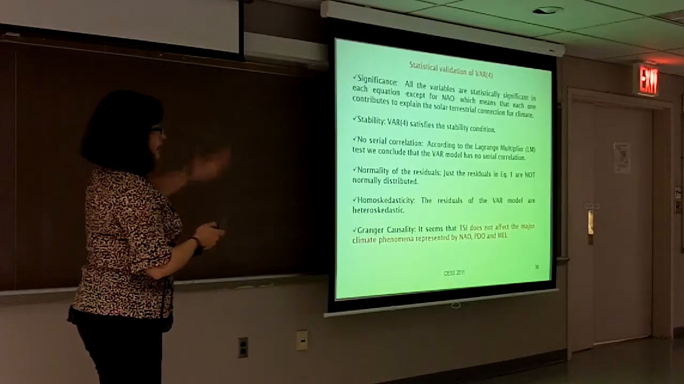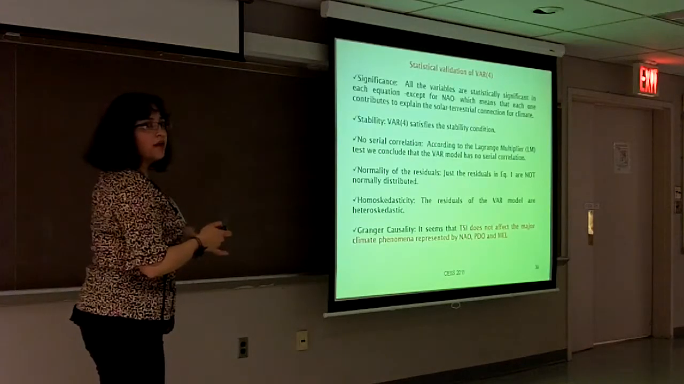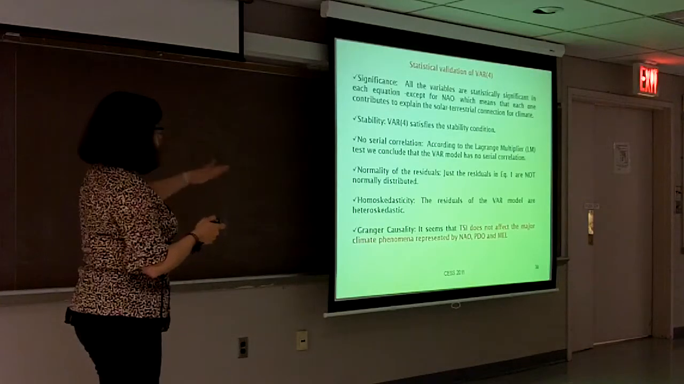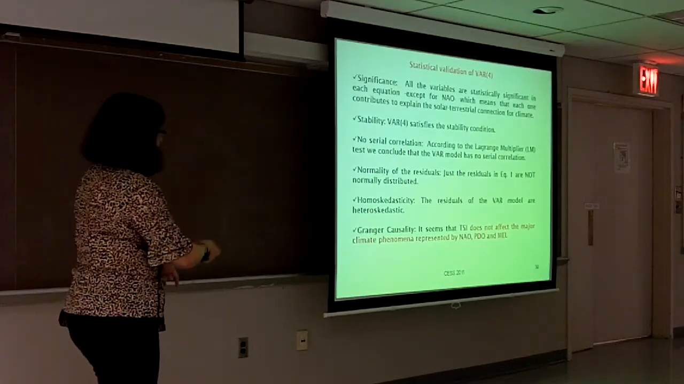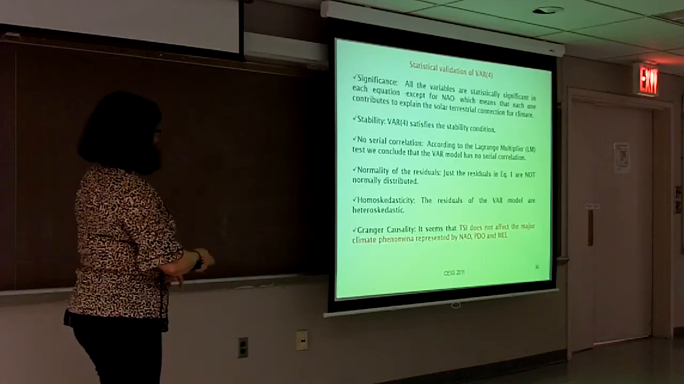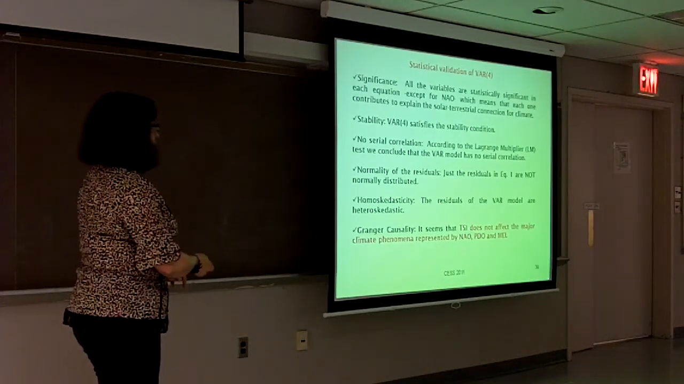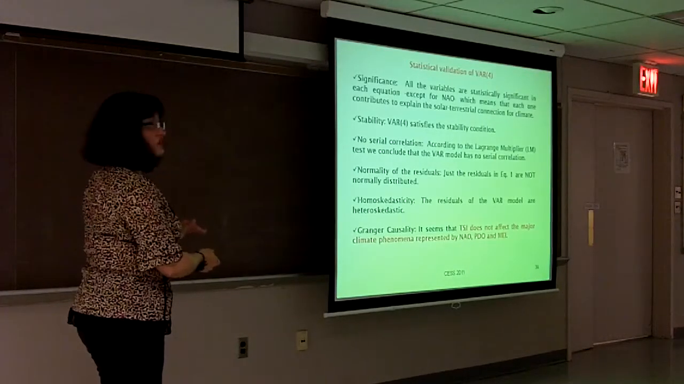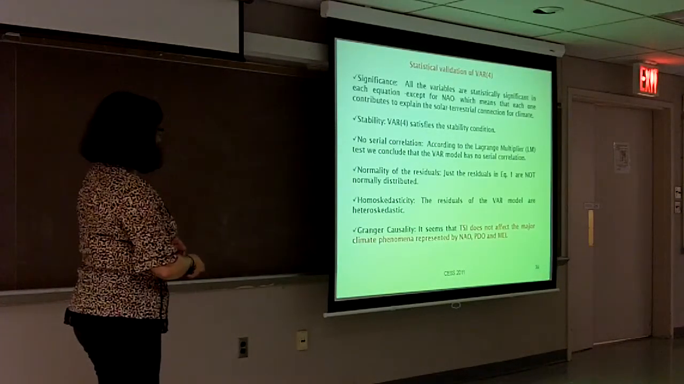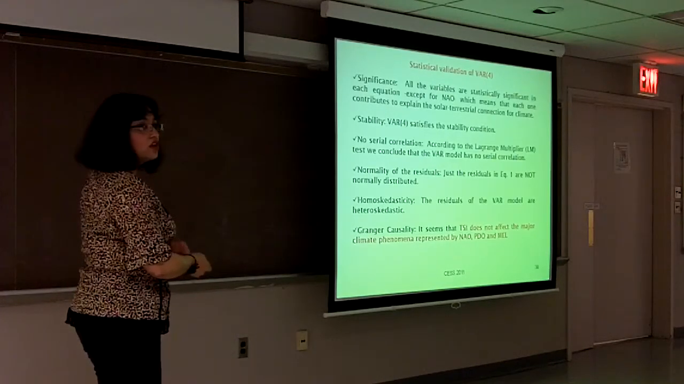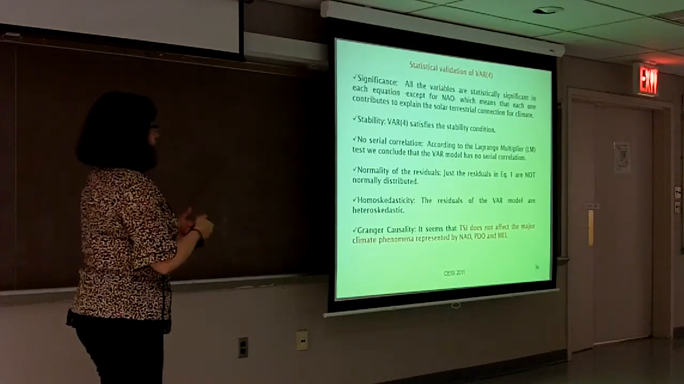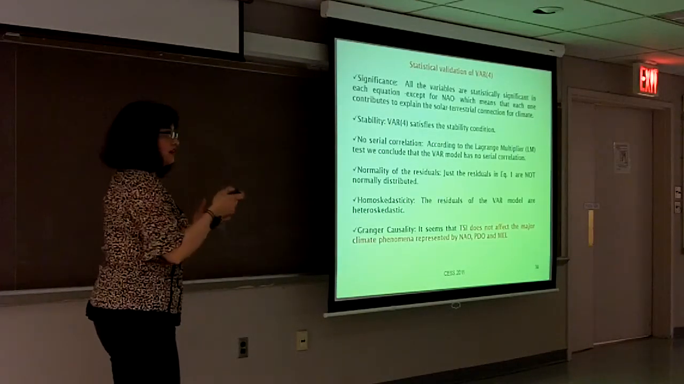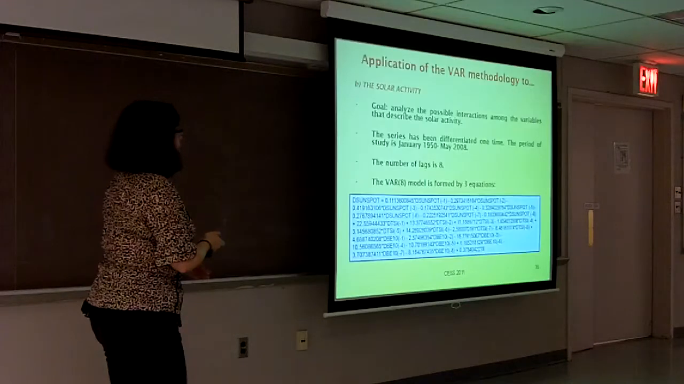When you estimate the parameters in that model, you need to give the statistical validation. The most important thing in the statistical validation is that, because of the Granger causality, it seems that the solar activity, through the measurements of the irradiation, doesn't affect the major climate phenomena represented by these variables. So we are arriving at another conclusion than the one people usually give, that there's a good correlation. We are not finding that.